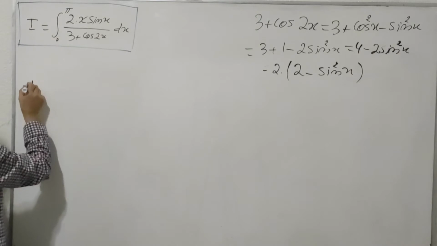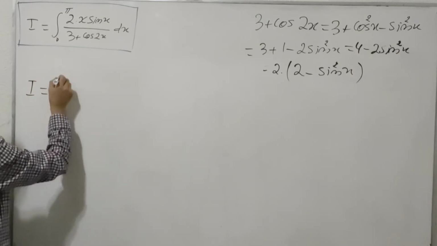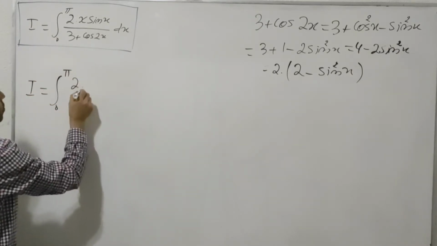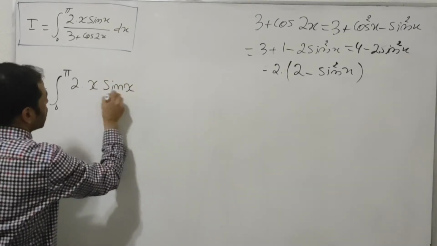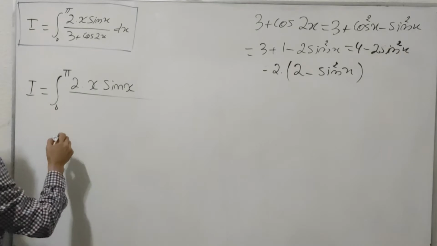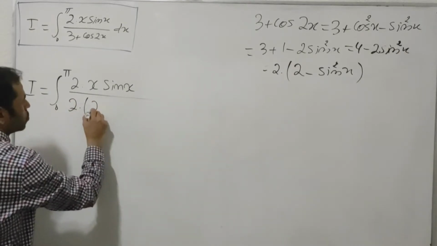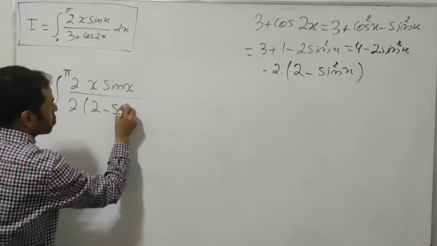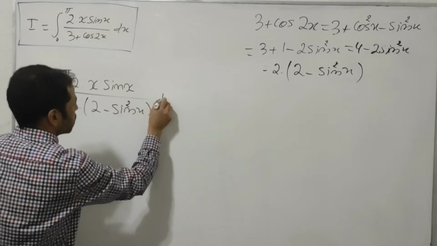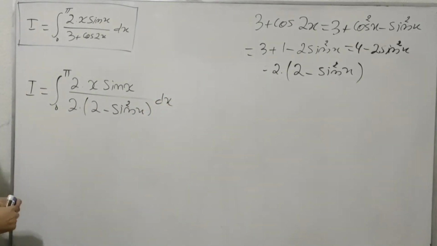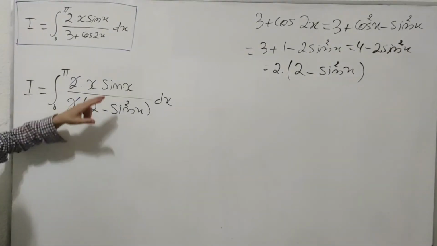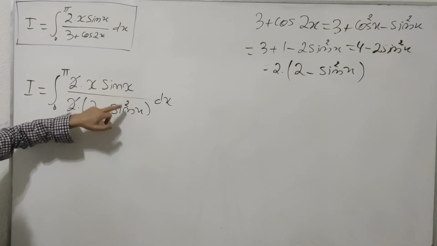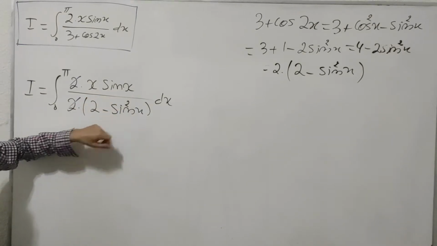So my integral becomes I from 0 to pi of 2 times x times sine x, divided by 2 multiplied by 2 minus sine square x dx. So the number 2 will be cancelled out from numerator and denominator. Now I have the same function in numerator and denominator, which is sine x.